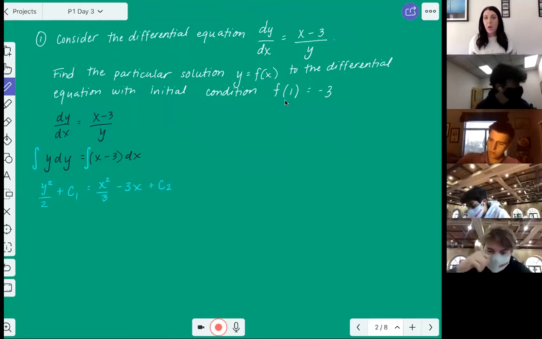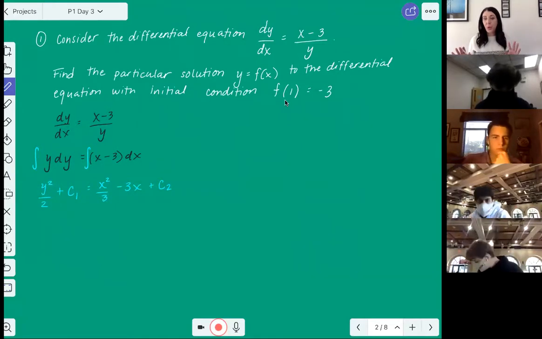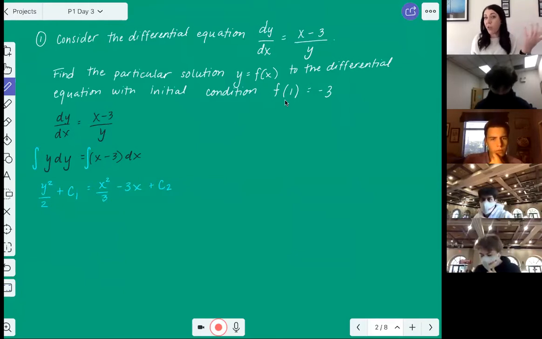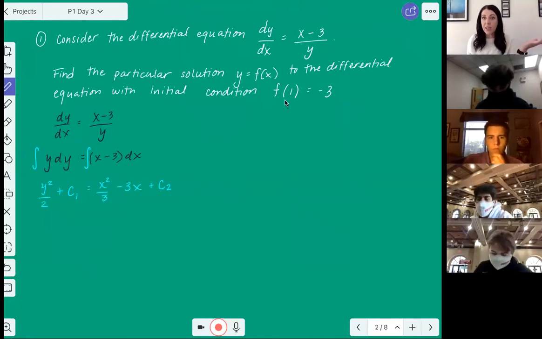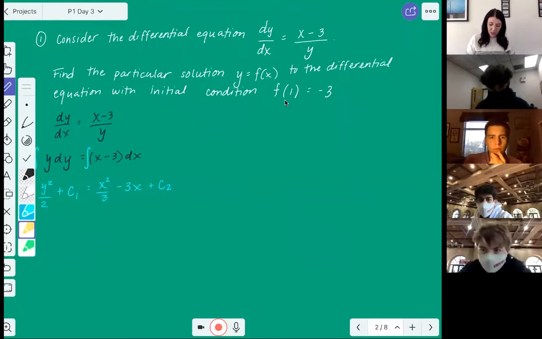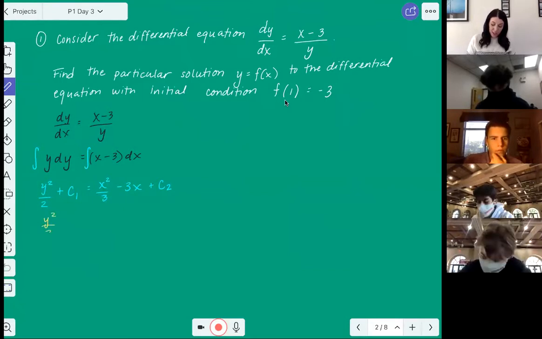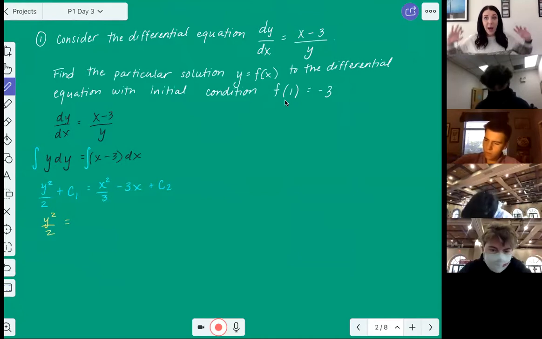Now, normally we're not going to include a C1 and a C2. We're just going to include one C altogether. Let's say C1 was 3 and C2 was 5. I could move that C1 over to the right side and subtract them. I could have C2 minus C1 and just get some new constant. So in general, we're going to skip this step that I've shown in blue, and we're just going to have y squared over 2. We're going to leave the C off of the left side, and we're going to combine those into one C on the right side.